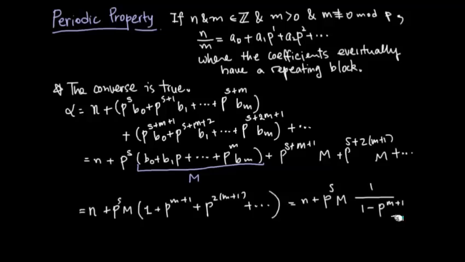Now once you have that, what we have here is n, a rational integer, and p to the s times m, a rational integer, and that gives a rational number. So everything is a rational number. Whenever the expansion has a repeating block, you can turn it into a rational number like this.